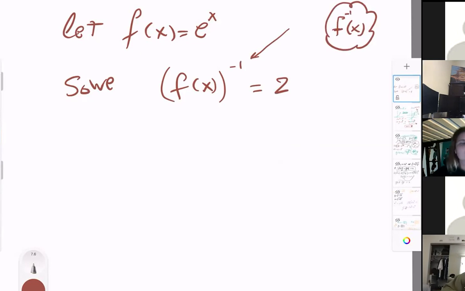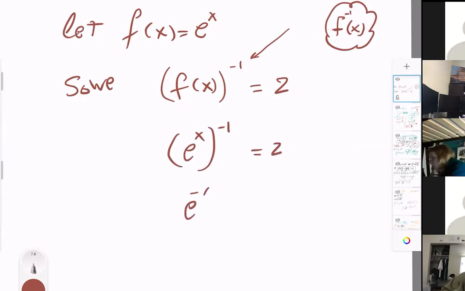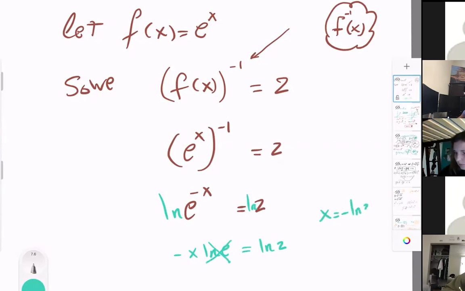Here, if you substitute f of x, we're going to have e to the power of x, to the power -1, equal to 2. Then e to the power -x equals 2. Then you solve for x by taking ln of both sides. Here we have -x ln of e equals ln of 2. Ln of e is 1. Then x will be negative ln of 2. So we solve. So don't try to use inverse for that.